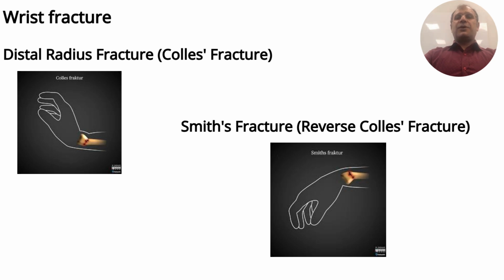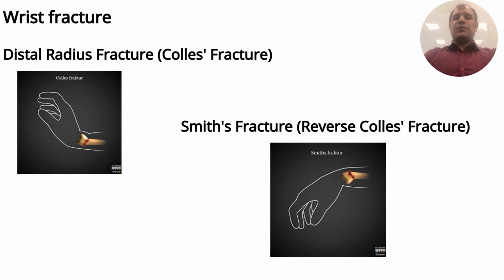Wrist fractures are common injuries that can involve any of the bones in the wrist, including the radius, ulna, and carpal bones. Distal radius fracture, or Colles fracture, specifically refers to a fracture where the broken end of the radius tilts upward. This is the most common type of wrist fracture, often resulting from a fall onto an outstretched hand. It can be associated with displacement of the bone fragments and may involve the articular surface of the wrist joint.